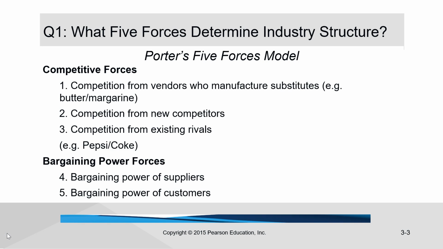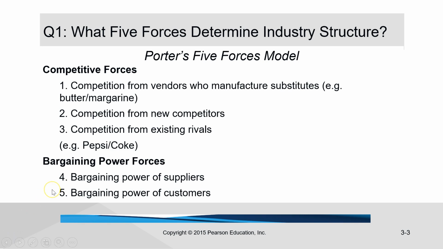Question 1. What 5 forces determine industry structure? Porter's 5-force model consists of 5 of these forces. Taken together, these 5 forces determine industry structure. There are 3 competitive sources and 2 bargaining power sources. The 3 competitive forces in Porter's model concern the danger of customers taking their business elsewhere.